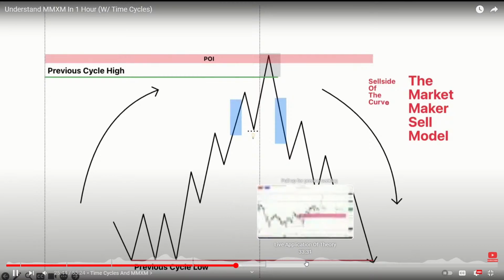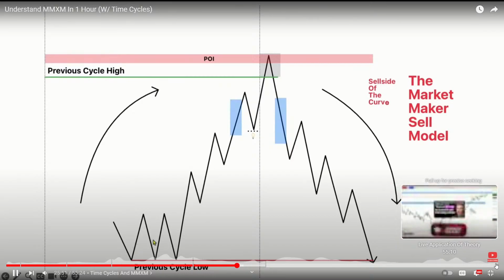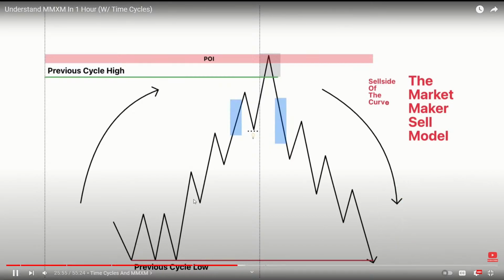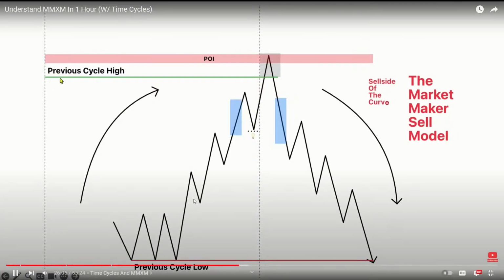If we then take a look at the market maker sell model with the same logic, we can see the following. First of all, we can see that an original consolidation took place right here. This is where our previous cycle low formed. The market ran up higher and then this key time came along. The market manipulated above the previous cycle high, which was resting around this price level right here, and it traded into a point of interest.